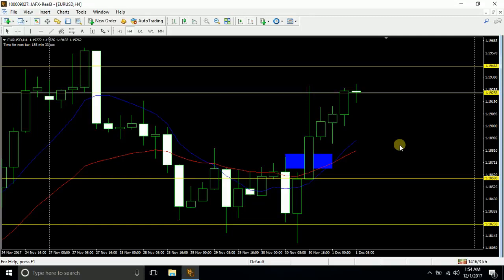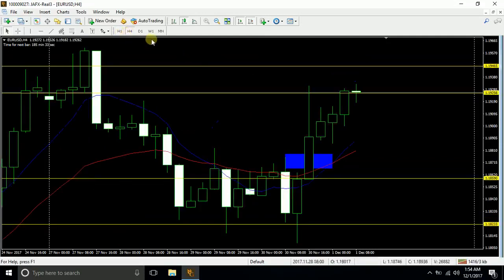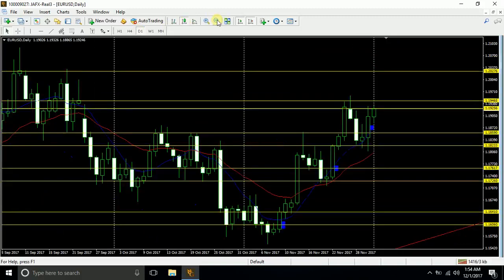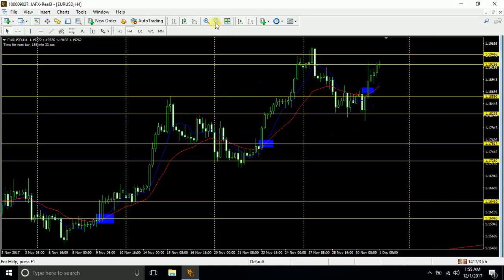Now here the 4-hour is where we will begin to look for patterns. 1 hour, 4 hour, daily. Now if we look here, we are definitely at a level here on our daily chart. So what we're going to need to do is identify a pattern that's forming here in the 4-hour chart.